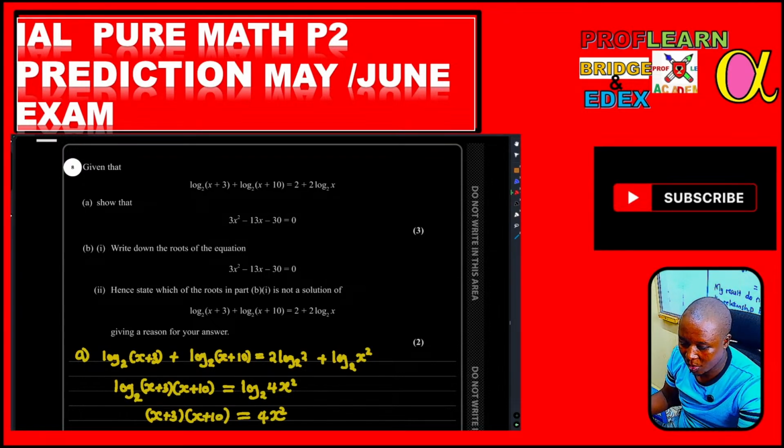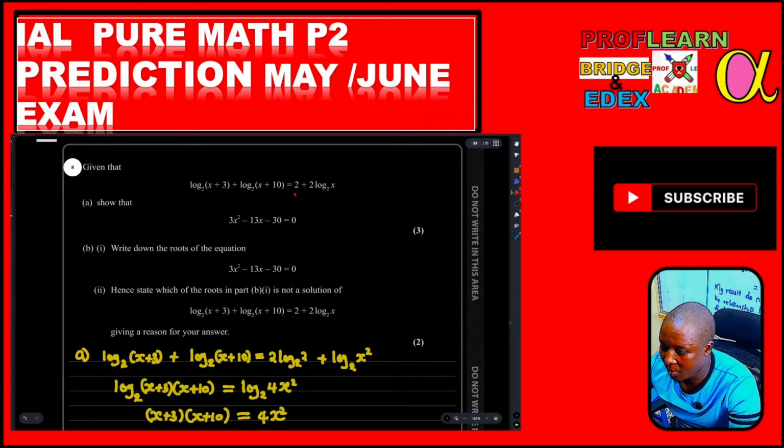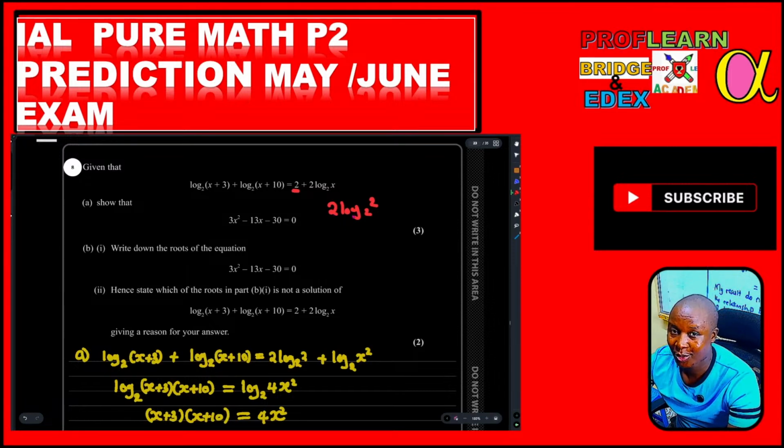In this case, we were told that log (x+3) base 2 plus log (x+10) base 2 is equal to 2 plus 2 log x base 2. What I'm interested in is changing the 2 to be in log form. I can write that as 2 log 2 base 2, because log 2 base 2 is basically 1. So 2 times 1 is 2. If I take this to the power, I'm going to have log 4 base 2. This is equivalent to 2.